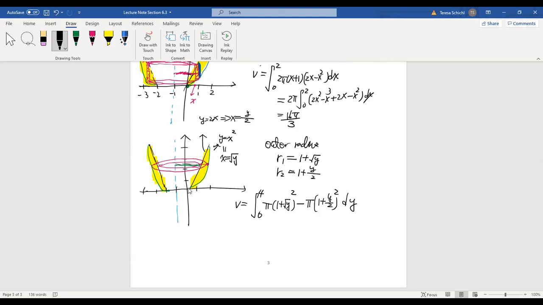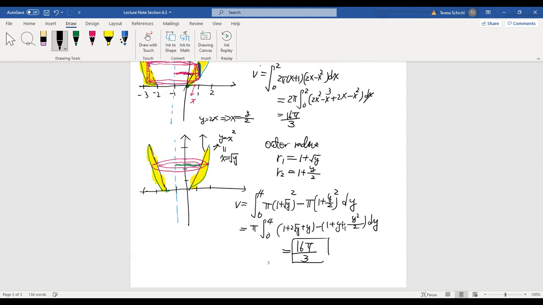And this is just like algebra FOIL. You can take the pi out, then it's the integral from 0 to 4 of 1 plus 2 square root of y plus y, minus 1 plus y plus y squared over 4, then dy, right? Then you can use a simple power rule to integrate this. And of course, you will get the same answer here.